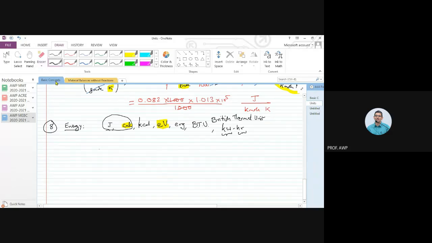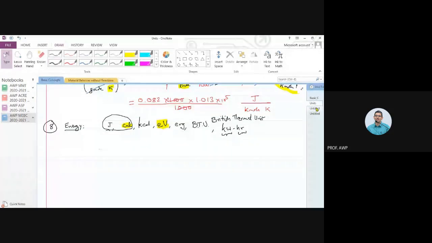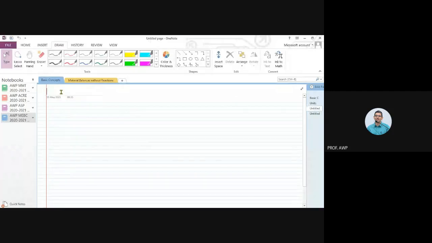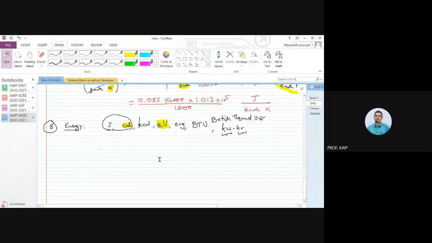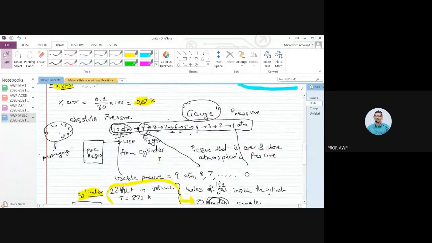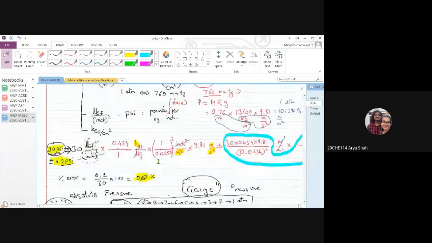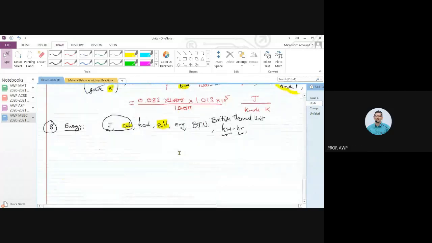Any other quantity that we would want to talk about? Otherwise, we'll go to the next concept, if you like. Any other doubt about converting units from one set of units to another? Power. Okay, sure, power. That is the same, very nice.